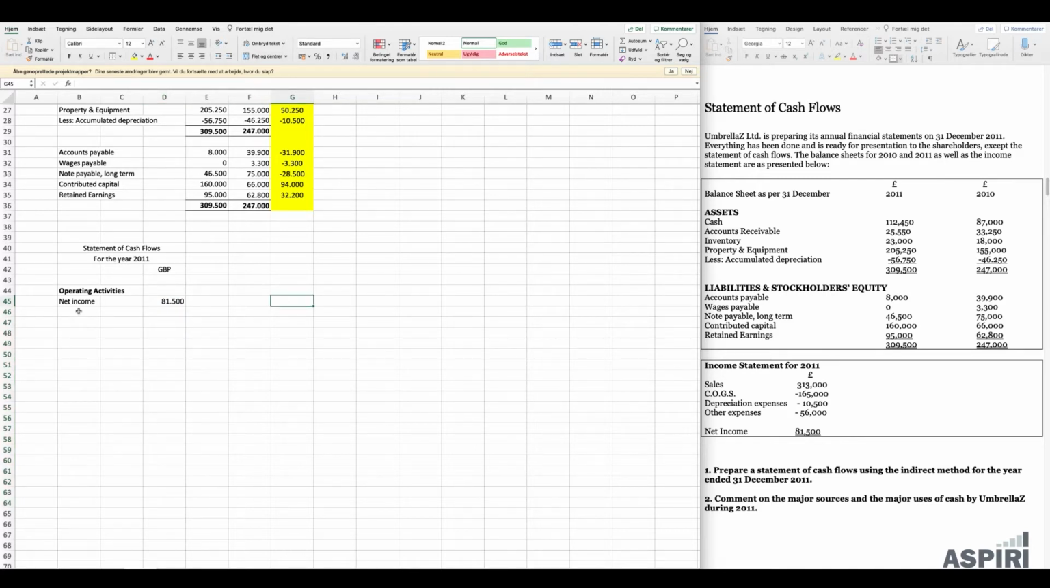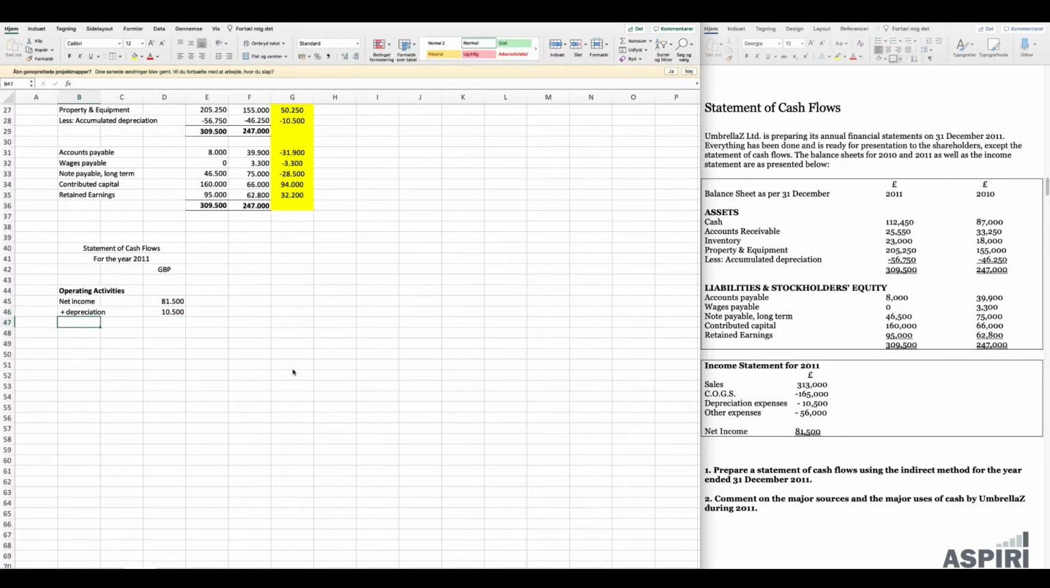And the next thing we always do is to consider if there's any depreciation. Because if there is depreciation, then we want to add that back. And I'll explain why in a second. But for now, let's just see here that there is depreciation expense of 10,500. So I'm going to add back 10,500 like this.